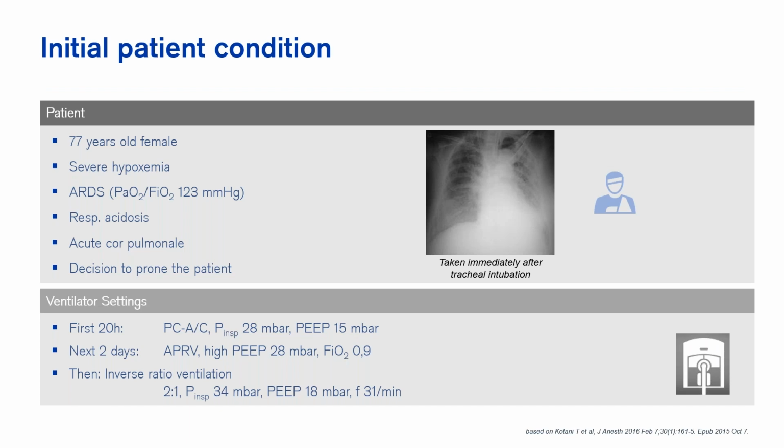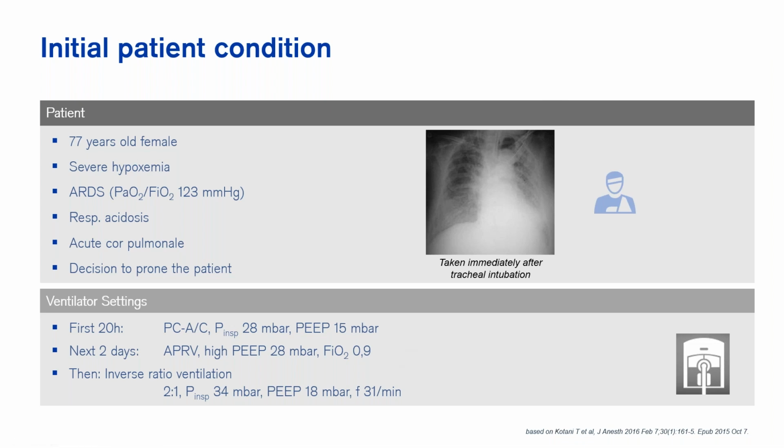Basically, they had a 77-year-old female patient who was severely hypoxemic, who was diagnosed with ARDS, who had experienced respiratory acidosis, and they made a decision to prone the patient. In the first 20 hours, the patient was ventilated in pressure control, assist control ventilation with an inspiratory pressure of 28 millibar and PEEP 15. These are quite high settings, I would say very high settings. We have limited possibilities on what can be done with the patient.